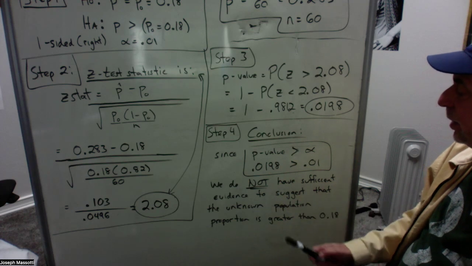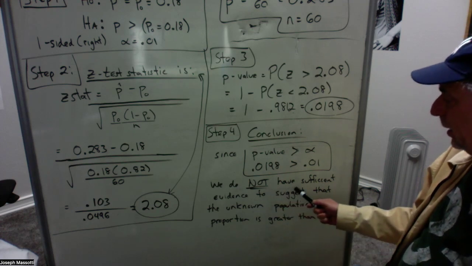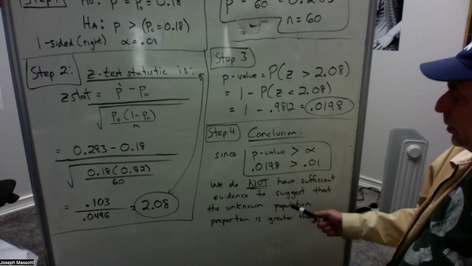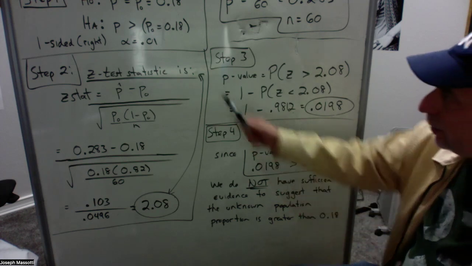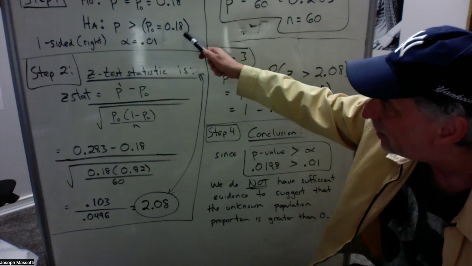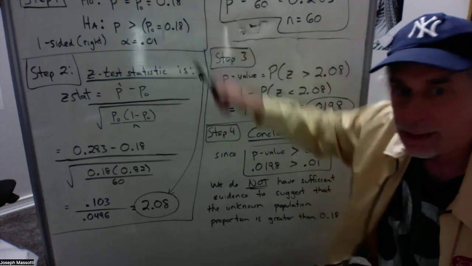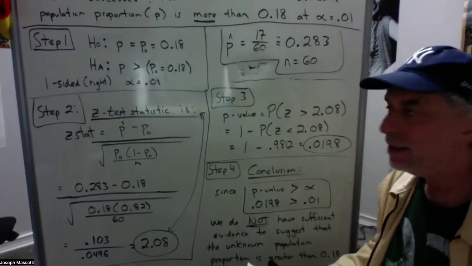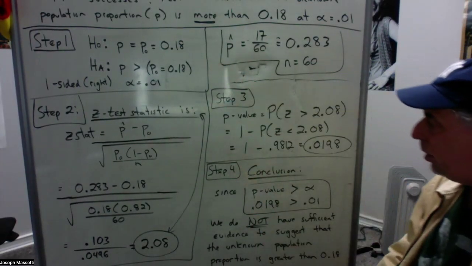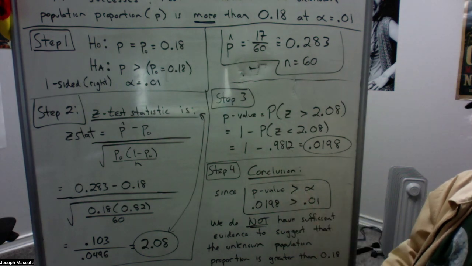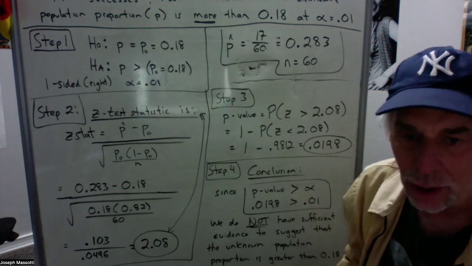So that leads us to the conclusion that we do not have sufficient evidence to suggest that the unknown population proportion is greater than 0.18. We do not have evidence to change our mind about the null hypothesis and go with the alternative. We're going to stick with the null because we did not have enough evidence to change our mind.